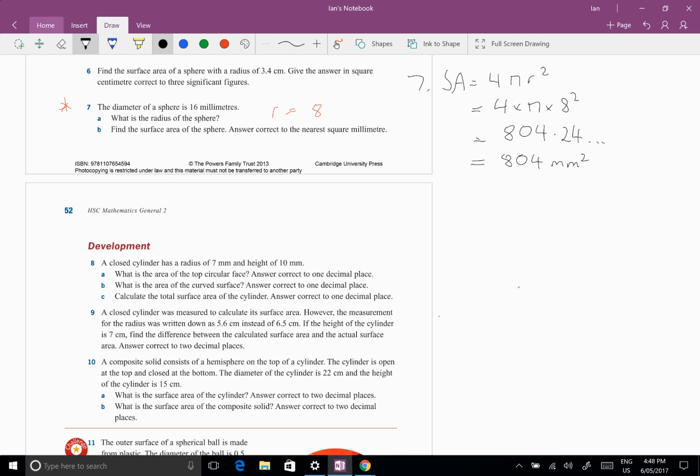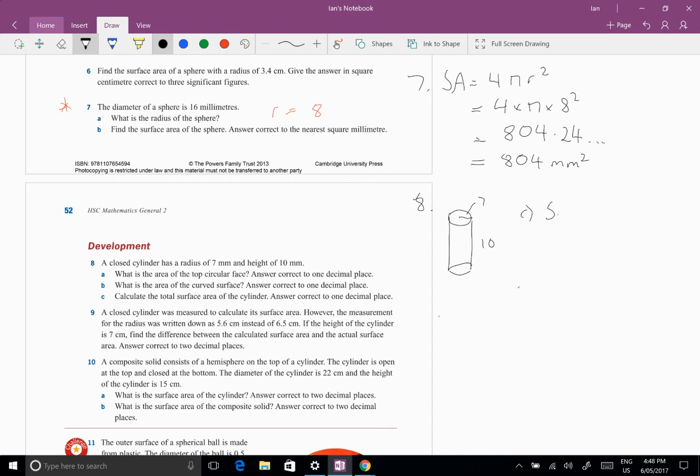Let's have a look at question 8. A closed cylinder. Okay, closed cylinder. Has a radius of 7. So that's 7. And has a height of 10. We're just going to 8c because we don't need to bother about the other bits. We don't need to calculate them separately.